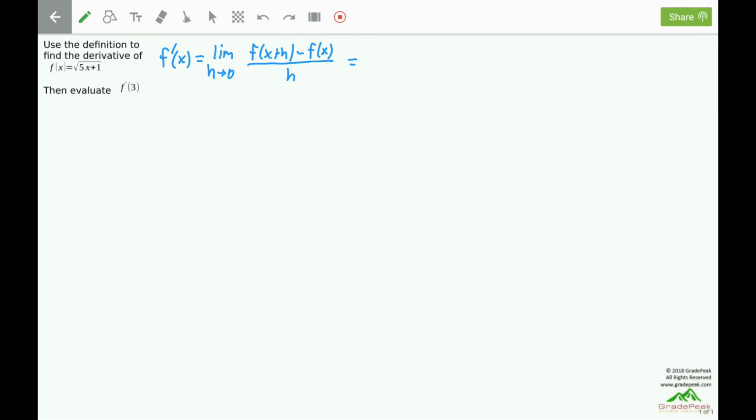The next thing to do is formulate f of x plus h, which means to take f of x, the square root of 5x plus 1, and replace each of the x's with an x plus h in parentheses. So we will have the square root of 5 times x plus h in parentheses plus 1. Then we take that and subtract from it f of x, which is the square root of 5x plus 1. And all of that is divided by h.